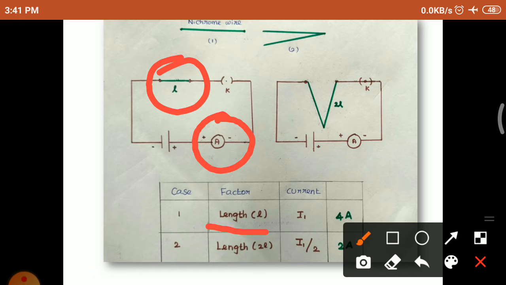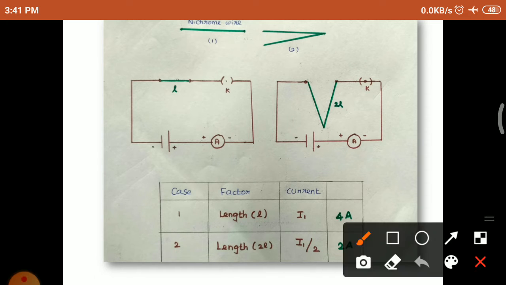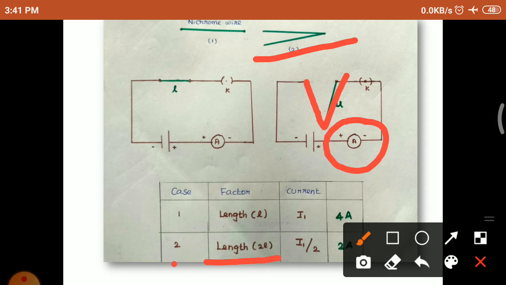I wrote that it is 4 ampere. I just calculated 4 ampere. Now I increased the length of the nichrome wire by double. So in case 2, the length is doubled. That means here I took 2 meter nichrome wire, and in the second case, I took 4 meter nichrome wire. So the length is just doubled. I noted the ammeter value, the current value.